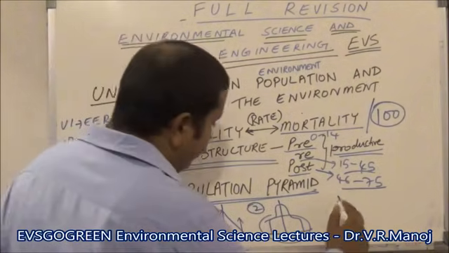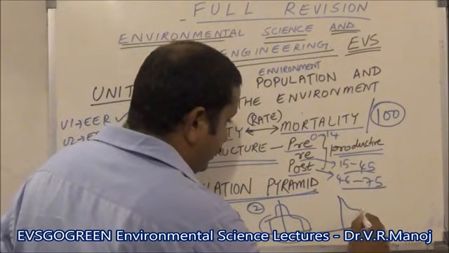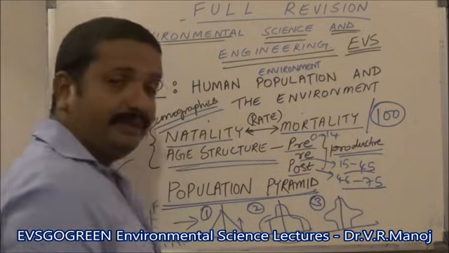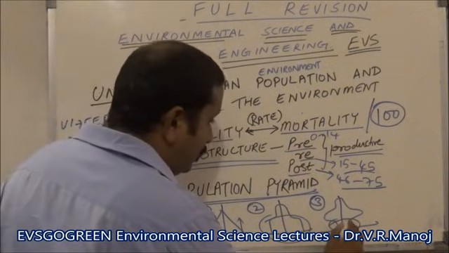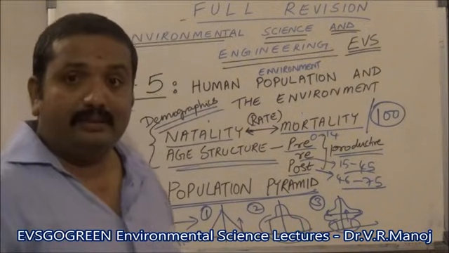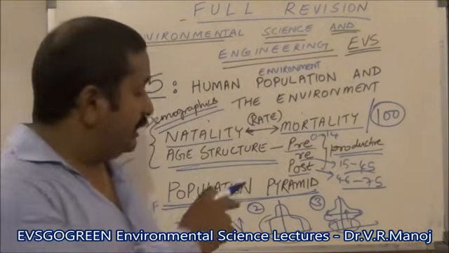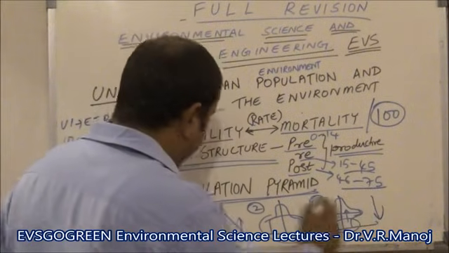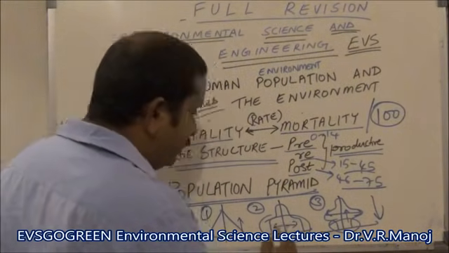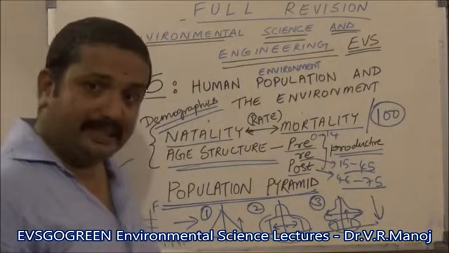And the last shape of population is the urn shape, which is a very dangerous shape. It has very few children who need to replace a large amount of young people, workforce, and that is indicative of a declining population. The pyramid shape is indicative of a rising population, and the bell shape is indicative of a stable population.